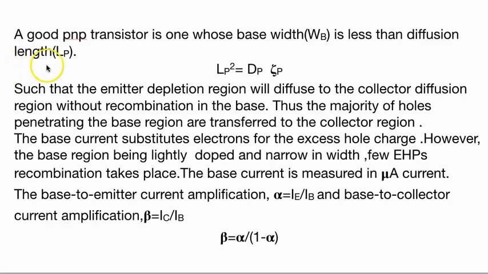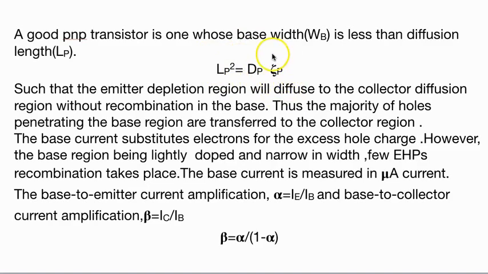Suppose in our earlier example, the majority charge carriers in the P region, such as holes, are transferred from the P region to the N region. Then the length covered by the hole in the N region before combining with an electron is termed the diffusion length, which equals the square root of the diffusion constant and tau p.